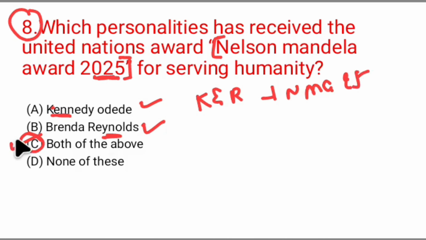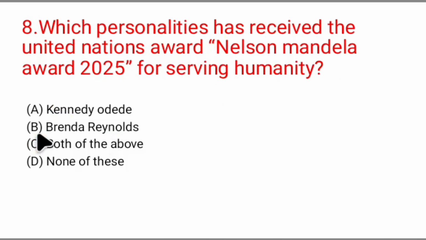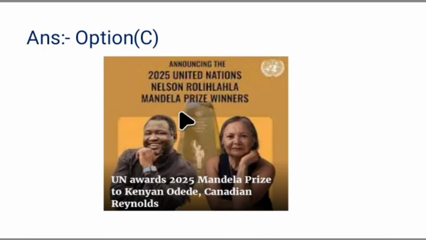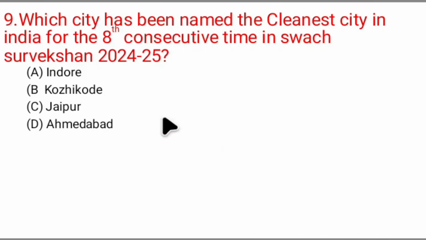And moving on, question number 9. Which city has been named the cleanest city in India for the 8th consecutive time as per the Swachh Survekshan Report 2025? The correct answer is Indore. Indore, located in Madhya Pradesh, for the 8th consecutive time has been named the cleanest city in India as per the Swachh Survekshan Report 2025. Hence option A would be the correct answer for this question, which is Indore.